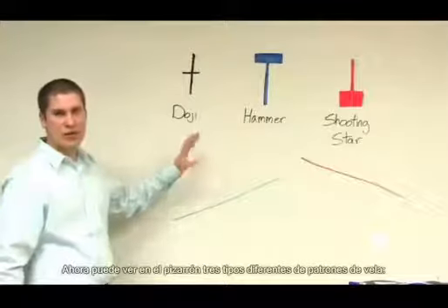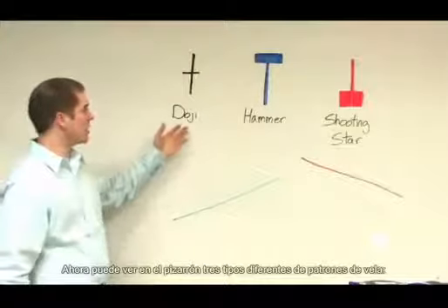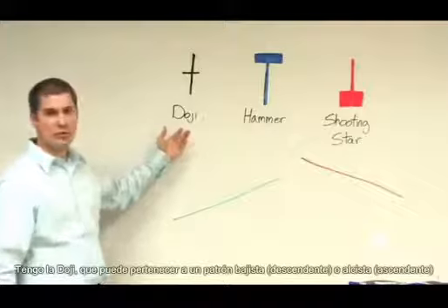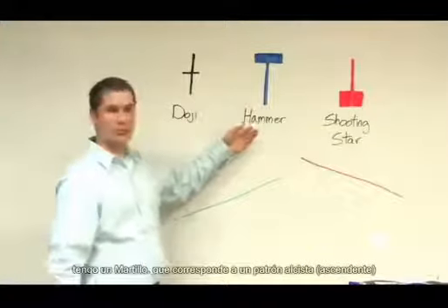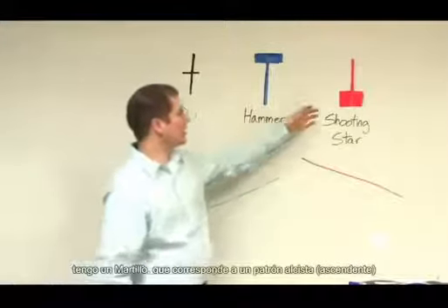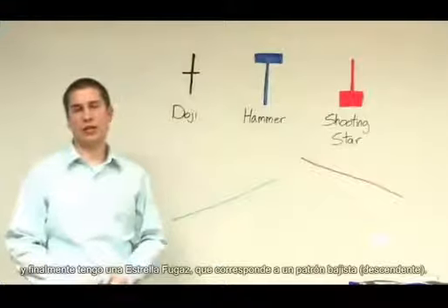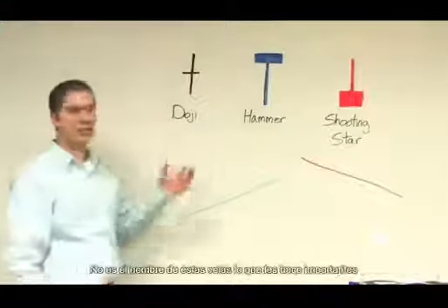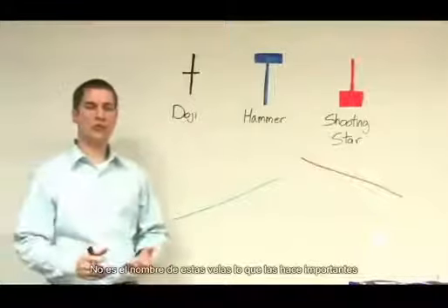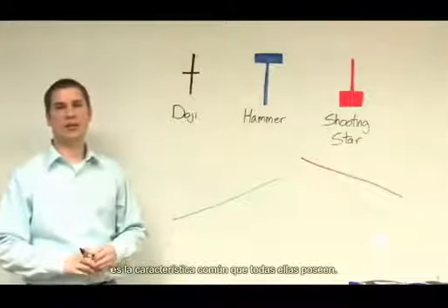Now you'll see up on the board here I have three different candle patterns. I've got the doji, which could be a bearish or a bullish pattern. I've got a hammer, which is a bullish candle pattern. And then I've got a shooting star, which is a bearish candle pattern. And it's not the name of these candles that makes them important. It's a common characteristic that they all possess.